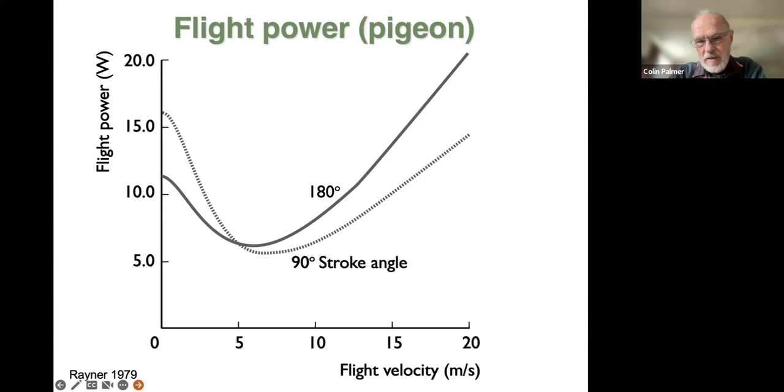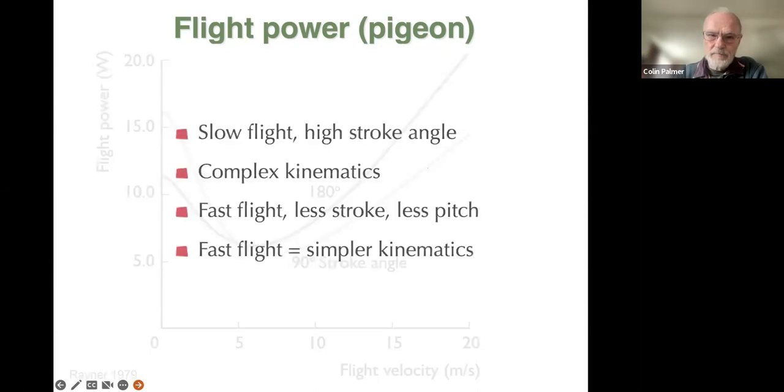But once they get faster, they automatically, and probably without really realizing it, change over to a much more shallow stroke angle. And indeed, at high speeds, they're probably even less than 90 degrees. But the point here is that in order to minimize the power requirement at low speeds, you need this very, very extreme stroke angle. And with that stroke angle goes the requirement to actually rotate, pronate and supinate the wing.